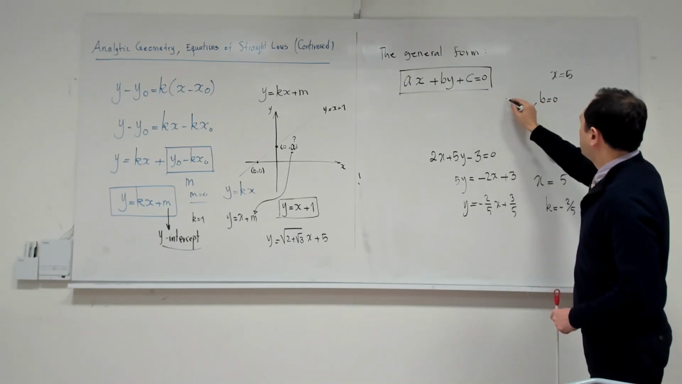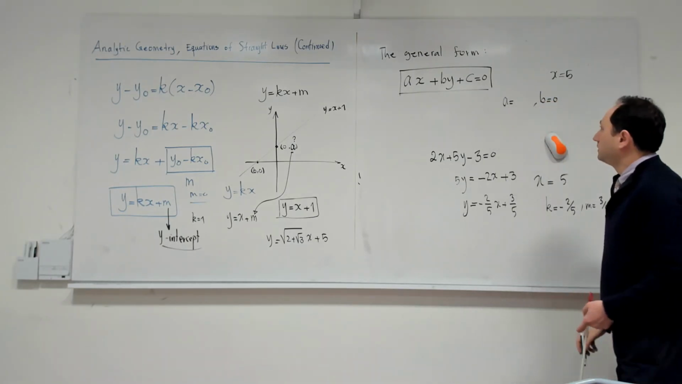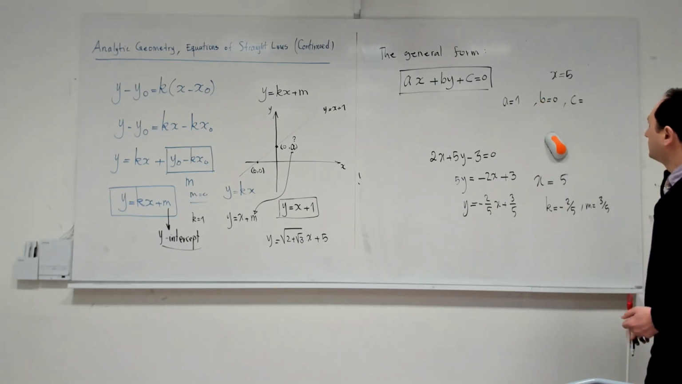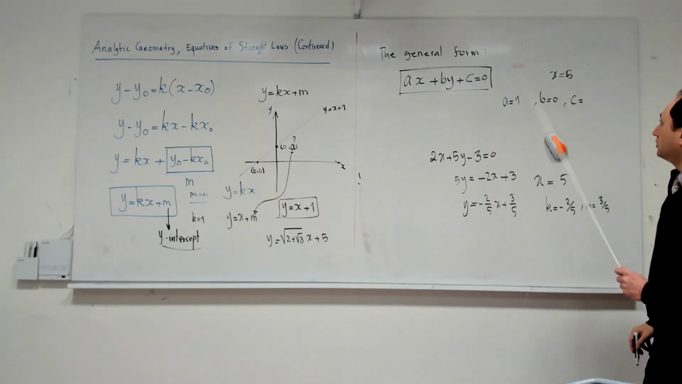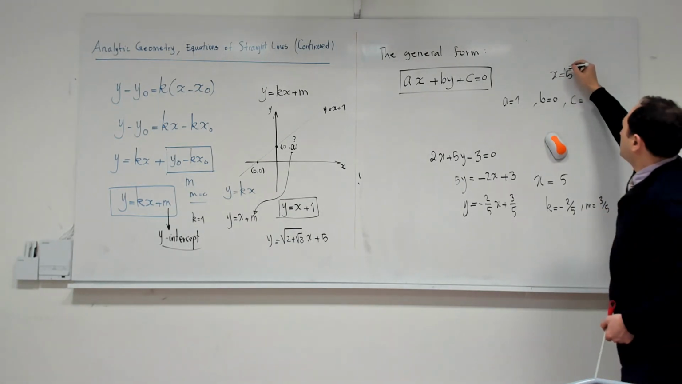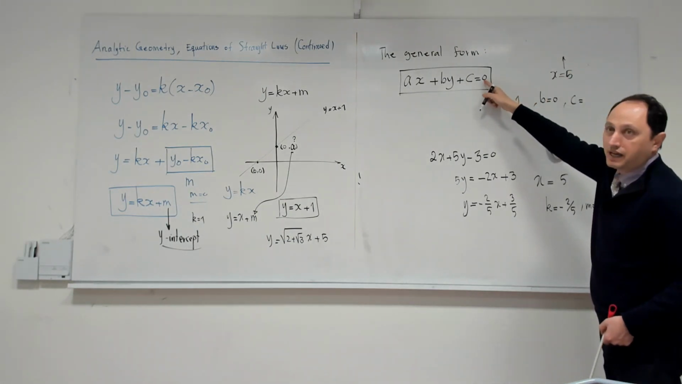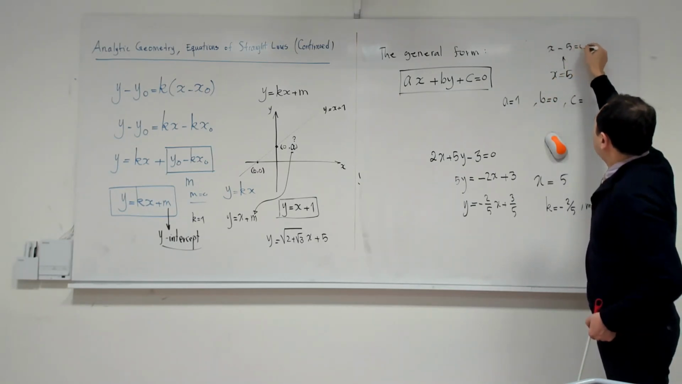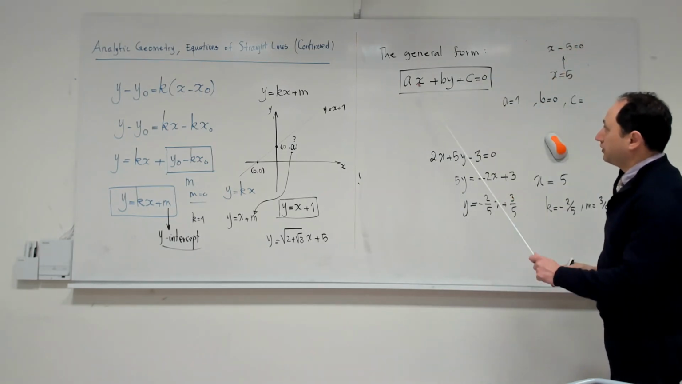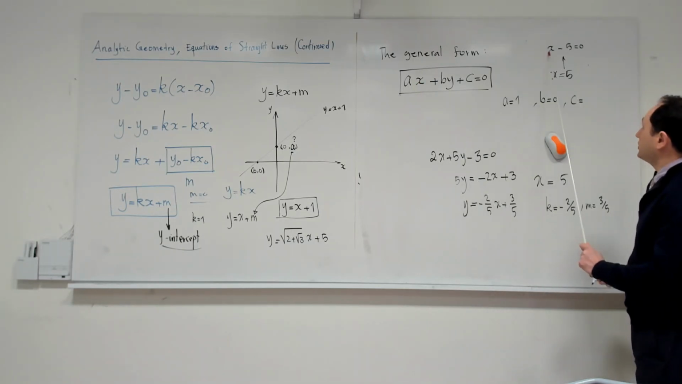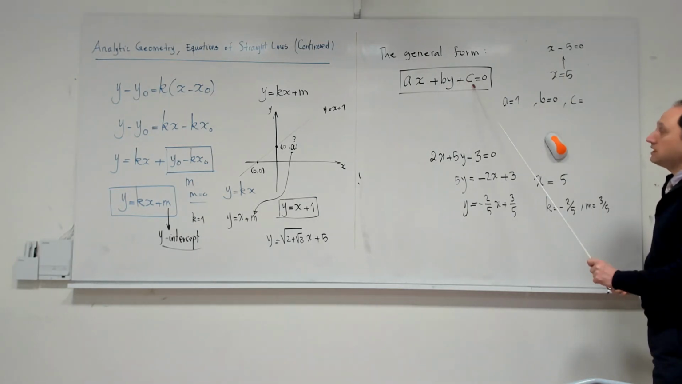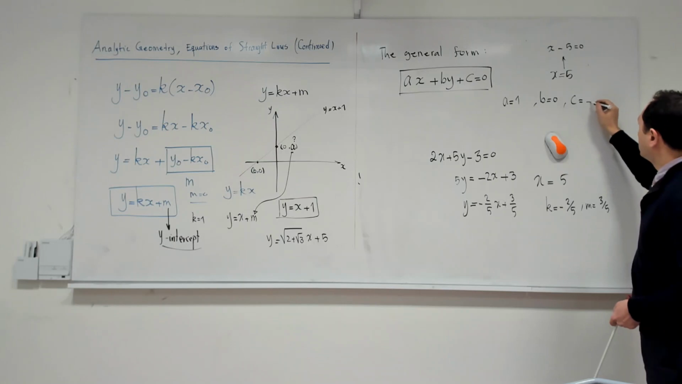What is A then? 1. A is 1. What is C then? 4. No. 0. Minus... No. 6. So you need to write it in this way, because in the general form I have 0 here. So I have to move it here and then compare it with that one. The coefficient of x should match the coefficient of x, so A is 1. What is B then? 0, because there is no y here. What is C then? Minus 5.